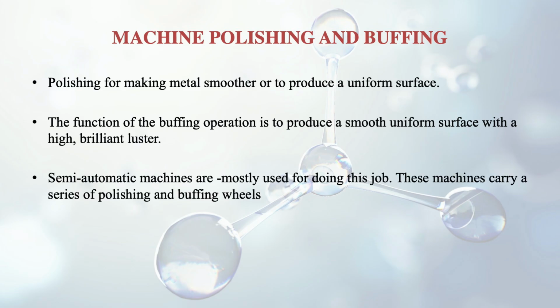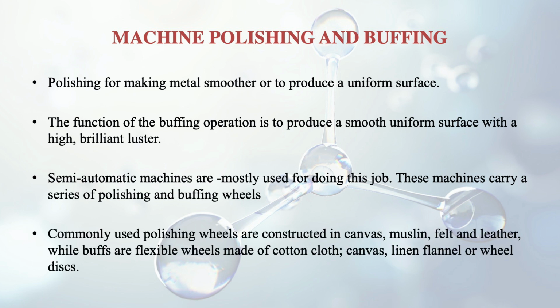And semi-automatic machines are used for doing this job, and these machines carry a series of polishing and buffing wheels. So there are wheels for polishing and buffing, and commonly used polishing wheels are constructed of canvas or leather or muslin. These are the materials which are used for making the polishing wheels. And for buffing, we use wheels which are made of cotton cloth, canvas, linen flannel or wheel disc.